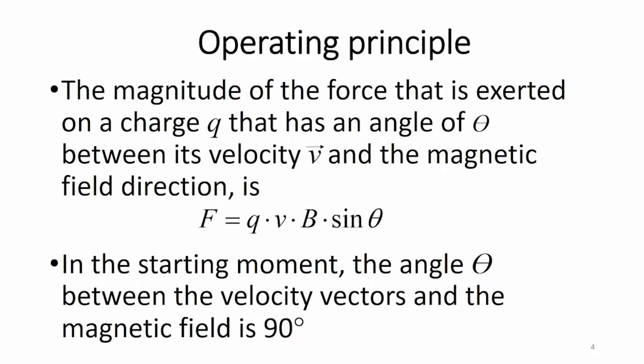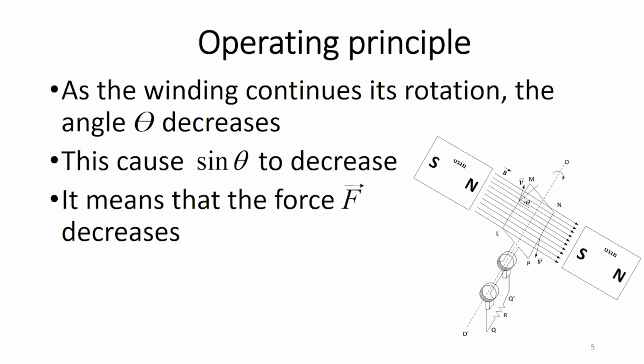The magnitude of the force that is exerted on a charge q that has an angle of theta between its velocity, the vector v, and the magnetic field direction is F equals q times v times B times sine theta. In the starting moment, the angle theta between the velocity vector and the magnetic field is 90 degrees. As the winding continues its rotation, the angle theta decreases. This causes sine theta to decrease. It means that the force F decreases.